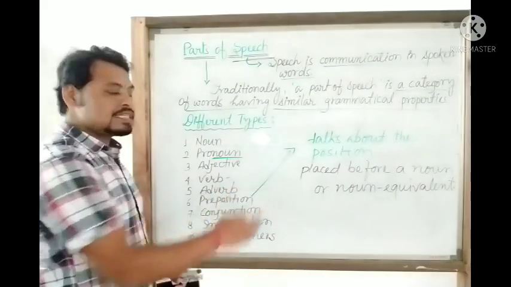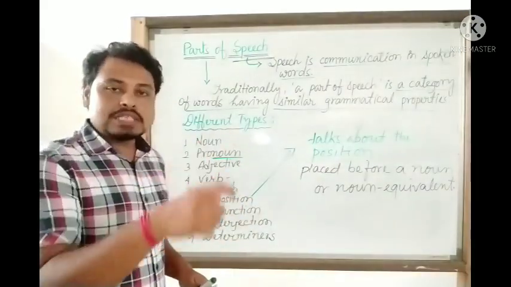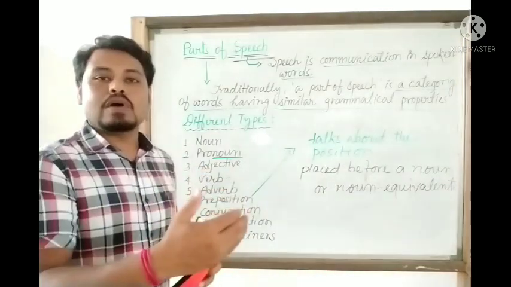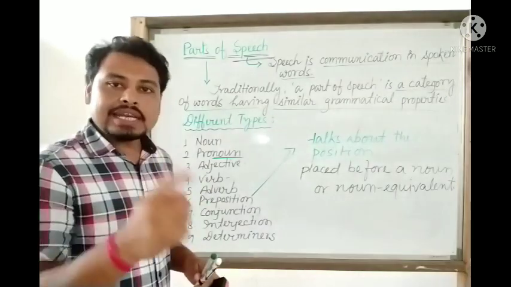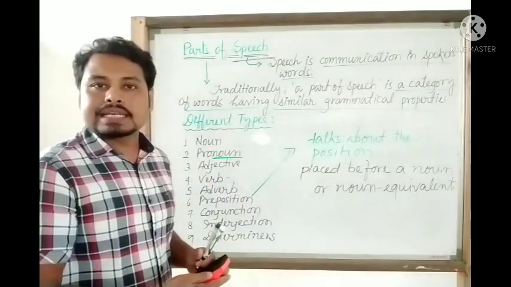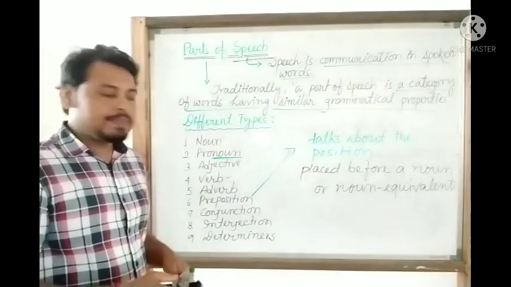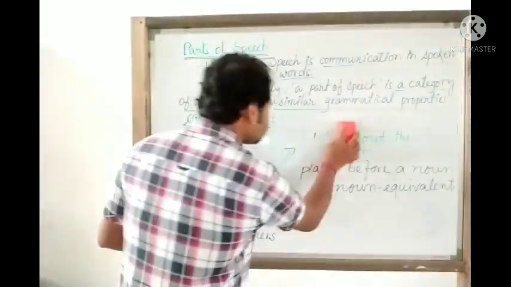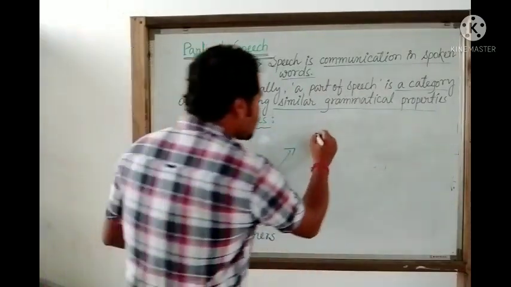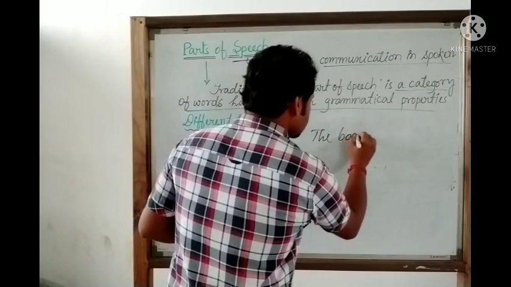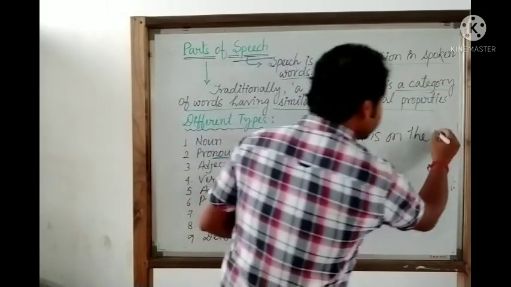So these prepositions are always placed before a noun, and they talk about the position of the noun and the relationship of that noun with other words in that sentence. If we take an example, the idea would be pretty clear. So let us take an example of that. If I write here, the book is on the desk.